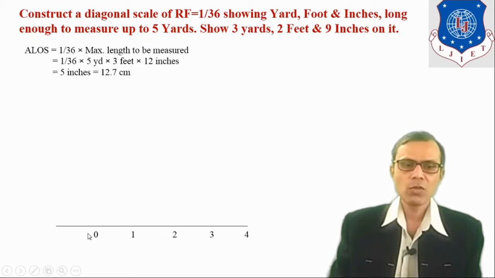Now towards the left side of this 0, we have to take the smaller unit, foot, and 1 yard equals 3 feet. That's why we have to divide this first division into 3 equal parts. Towards the left side of 0, write down the division numbers in increasing order: 1, 2 and 3. So these are the 3 divisions for this first division.